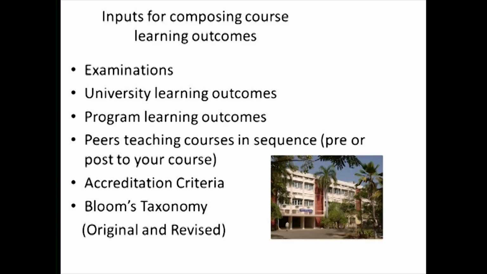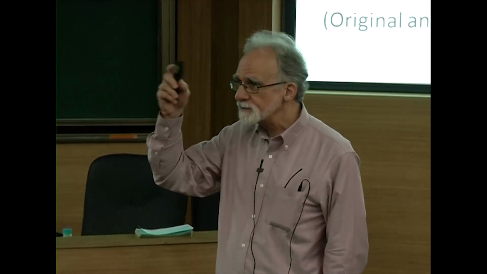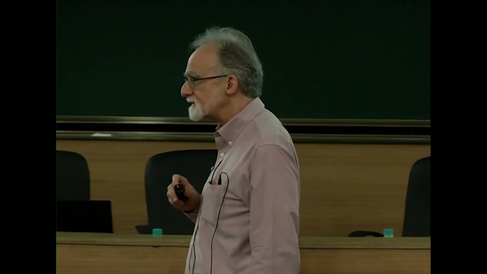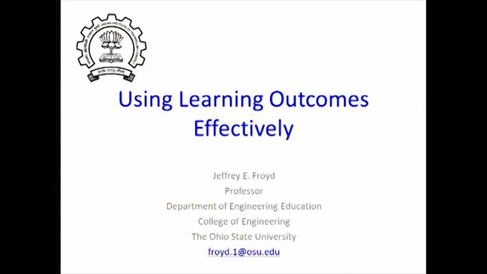Your peers teaching the course can provide you ideas. Sometimes, if your IIT Bombay is above accreditation, so that doesn't help them. And constant reference to Bloom's taxonomy in those 24 cells can help you look and say, gee, am I distributing my learning outcomes in a way that makes sense to me? Let's talk about using learning outcomes effectively.